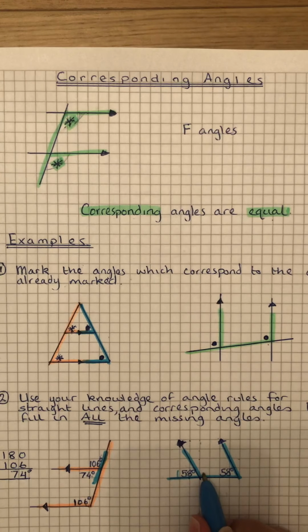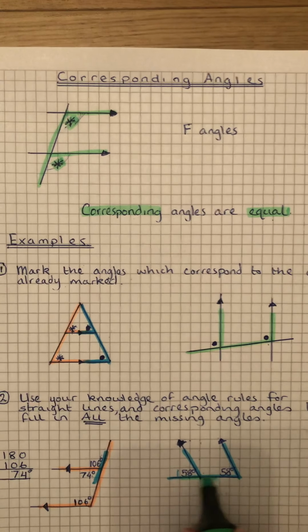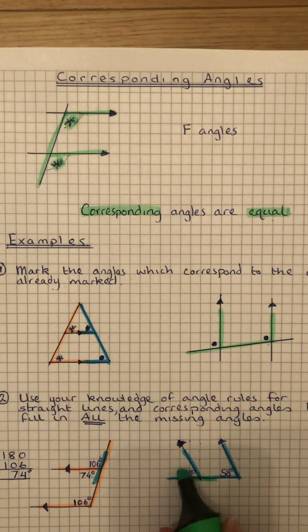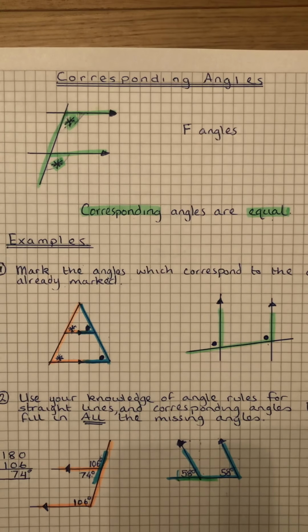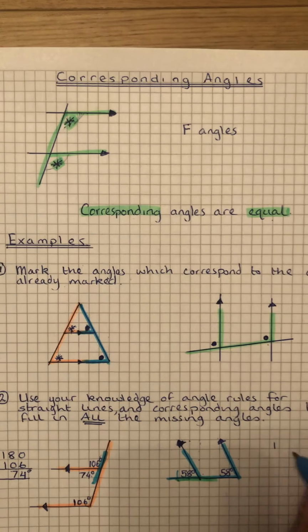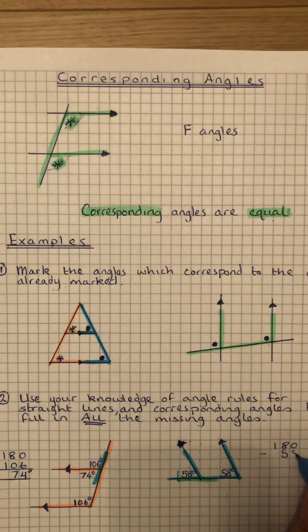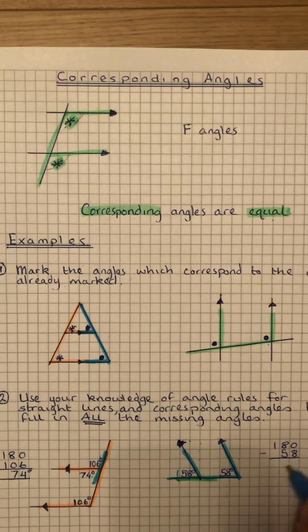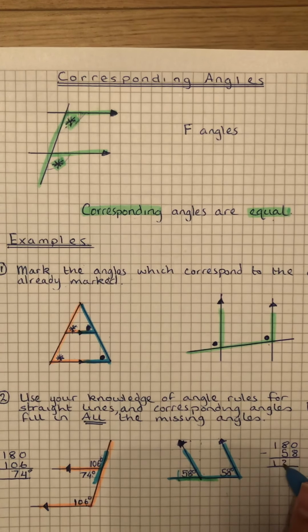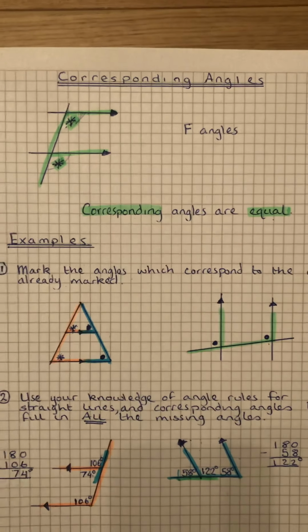Okay, so we've got one left to find. So again, you've got to consider your other rule that you should know about straight lines. So we've got a straight line here. So we've got 58 degrees, and we want to know what else we need to make that up to the full 180. So again, 180, take away what you know, the 58 will leave you with 122 degrees. So that goes in there, 122 degrees.